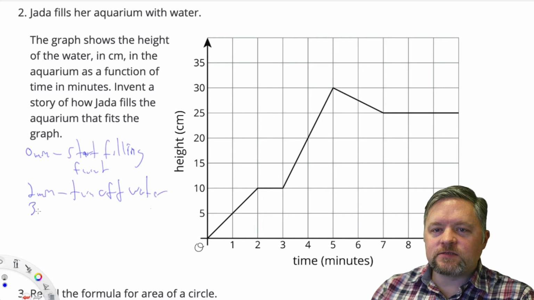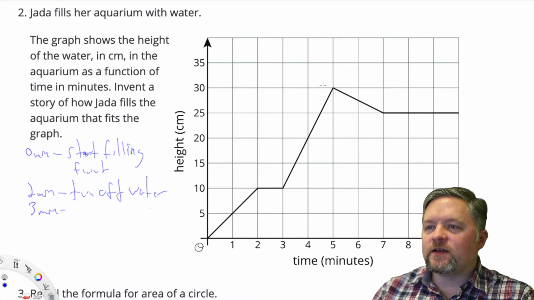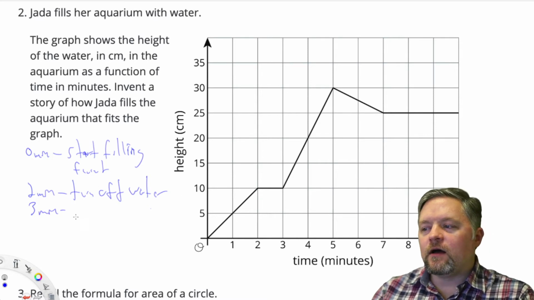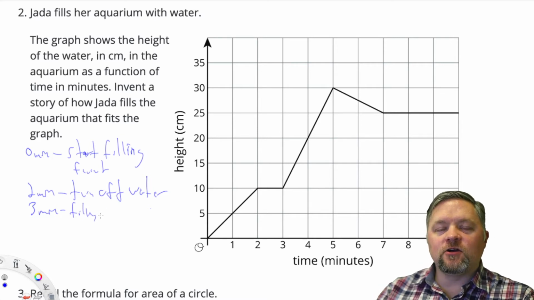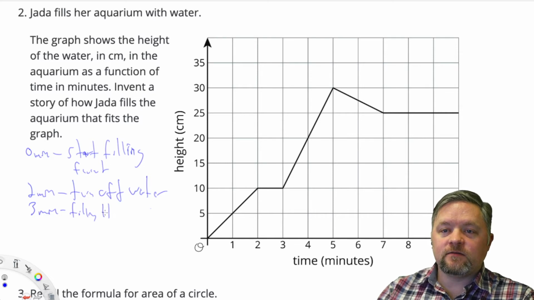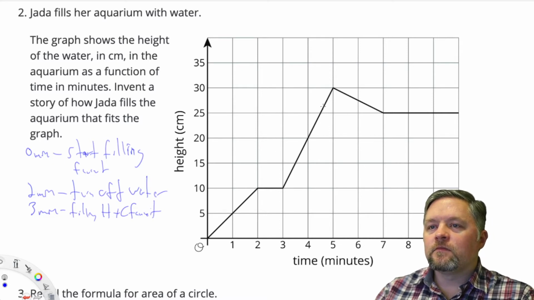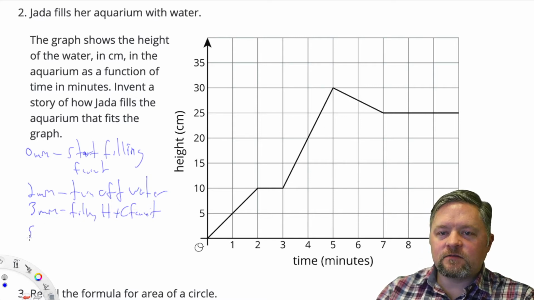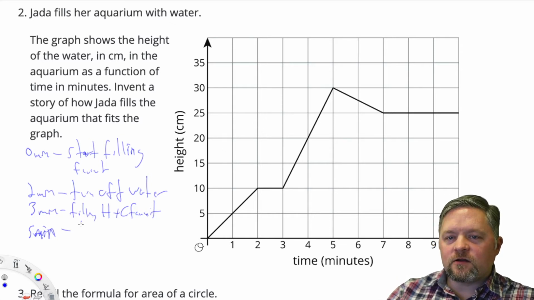At 3 minutes, we're filling again, and it looks like we're filling a little faster. Maybe we turned on the hot and cold faucet, trying to get it to fill faster. Now, at 5 minutes, we turned off the water.